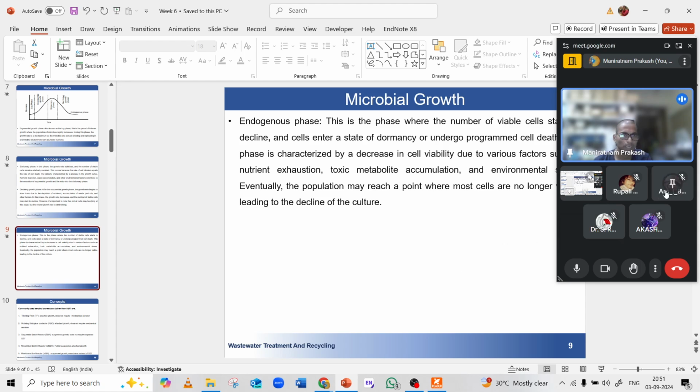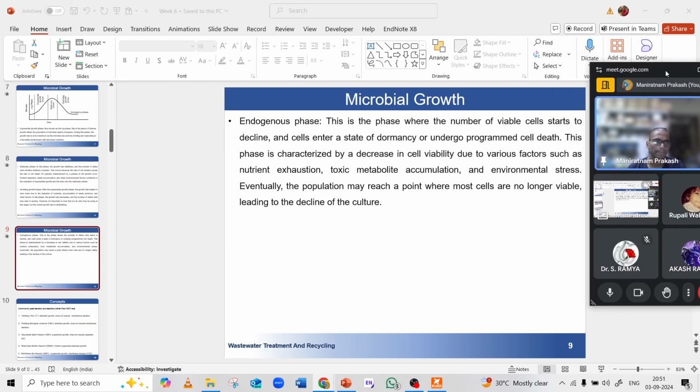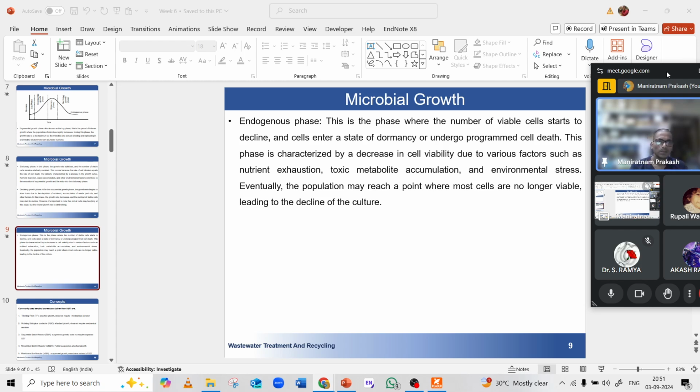Rupali, doctor is S. Ramya. Then we have... Am I Bad has left the meeting. If anyone has any kind of question, he or she can ask.